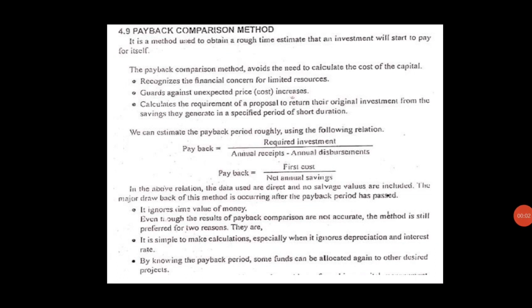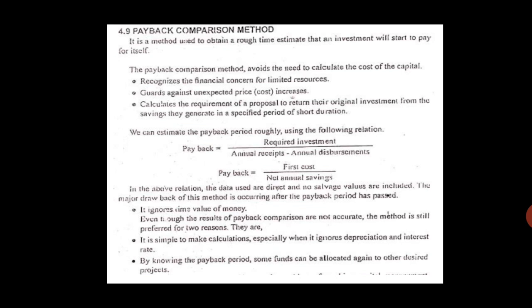Hello students, now we shall look at one more method of comparing various project proposals in engineering economic problems, which is the payback comparison method. It is a very simple method. It is a method used to obtain a rough time estimate of when an investment will start to pay for itself. So it's just a time estimate, a rough estimate.